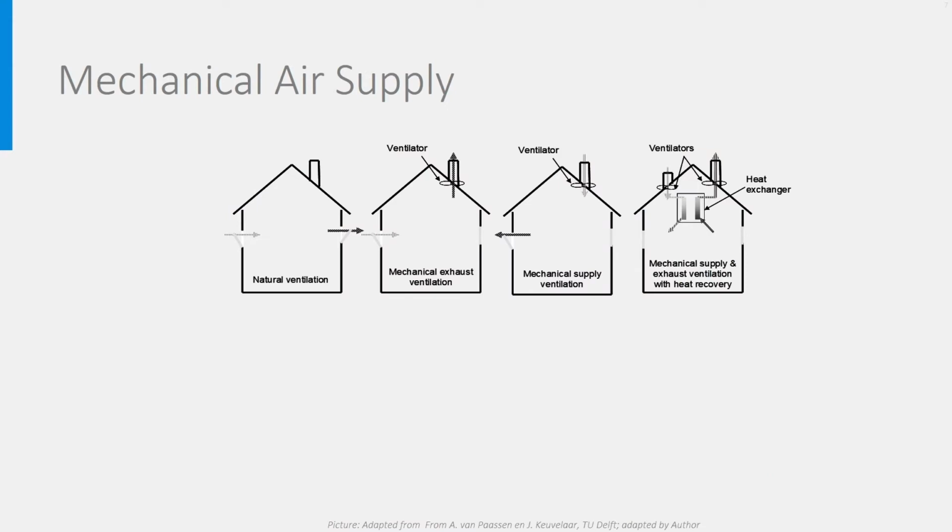Ventilation systems can be divided into four types. The completely natural ones on the left through windows or grills. Second, the ones with an exhaust ventilator pushing the air out of the building while the supply air comes naturally in. Third, the ones with mechanical supply where the air is pushed inside the building and then flows away through window openings and cracks.